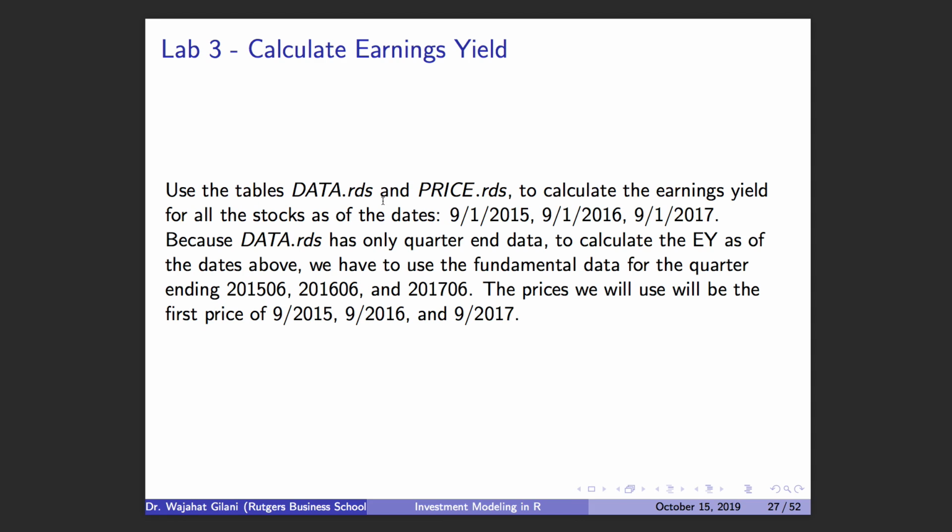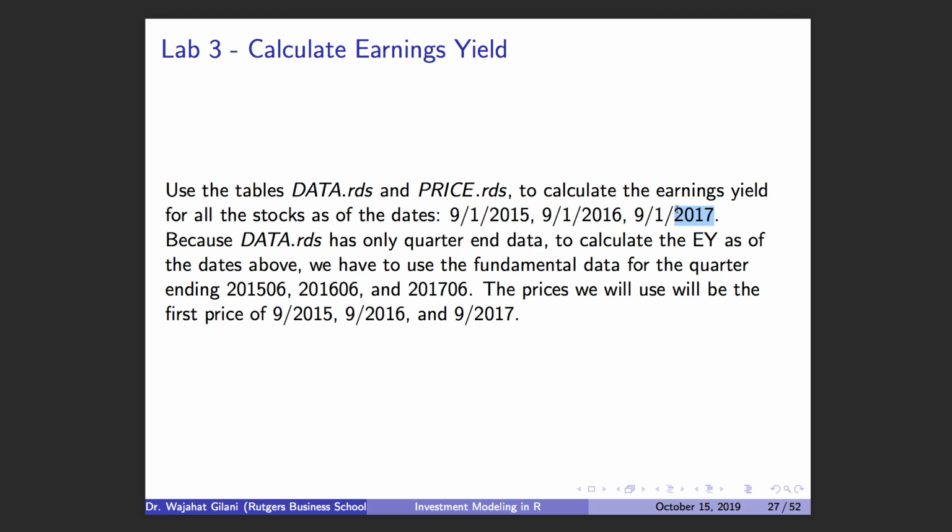All right. I'm going to go ahead and start Lab number 3, where we calculate using these files. Data.rds has our fundamental data. Price.rds, I cheated here for you guys, and I used QuantMod to get you some historical prices for these tickers. And the historical prices I got for only 3 dates: September 1st, 2015, September 1st, 2016, and September 1st, 2017.